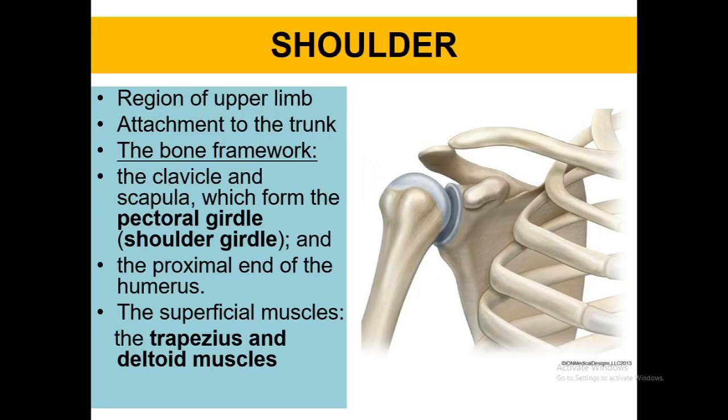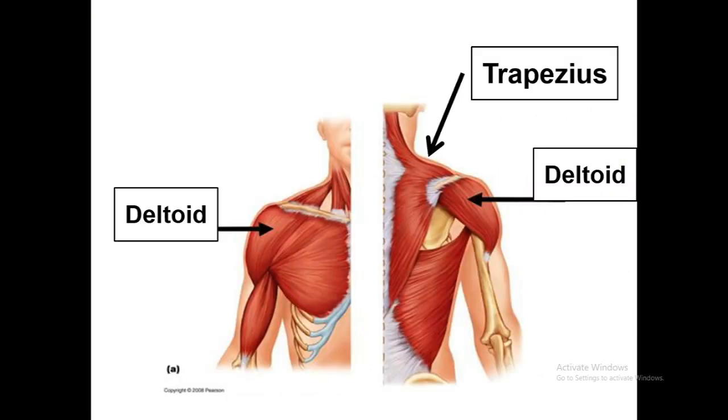Let's talk about the shoulder. The shoulder is the region of the upper limb attached to the trunk. The bony framework here is the clavicle and scapula, which form the pectoral girdle, also known as the shoulder girdle, and the proximal end of the humerus also takes part in it. The superficial muscles in the shoulder are the deltoid and trapezius. This is the anterior view, and this is the posterior view.